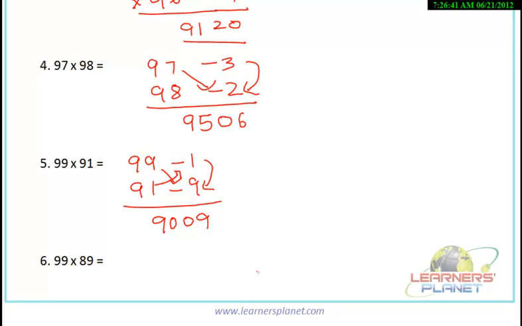Similarly, in this case, 99 into 89. It's minus 1 from 100. It is minus 11 from 100. 11 into 1 will give us 11. And 89 minus 1 will give 88. Very big numbers, but very quick calculation, friends.